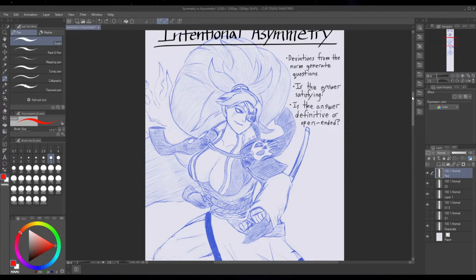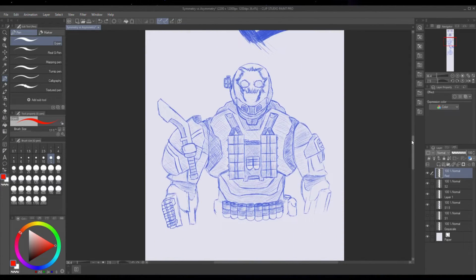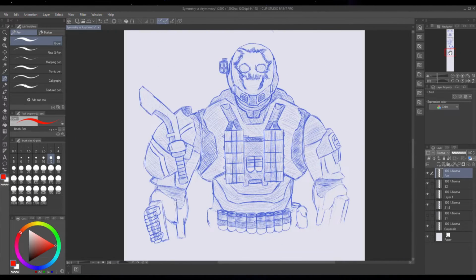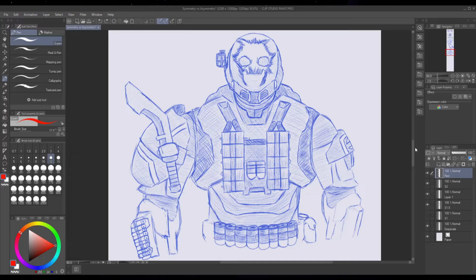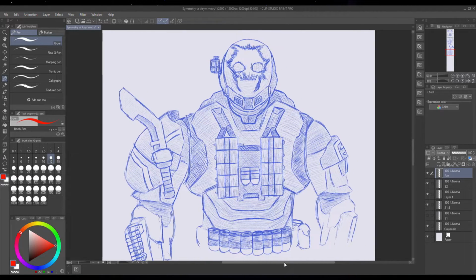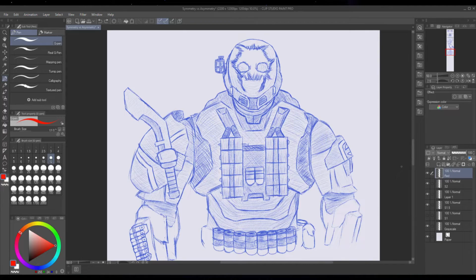So moving on from that, I have a second little sketch here of another character. If you don't know him, this is a Spartan, a super soldier from the series Halo. He goes by the name of Emile, and he's featured in the campaign Halo Reach in the Halo franchise. So he's got some examples of asymmetry as well.